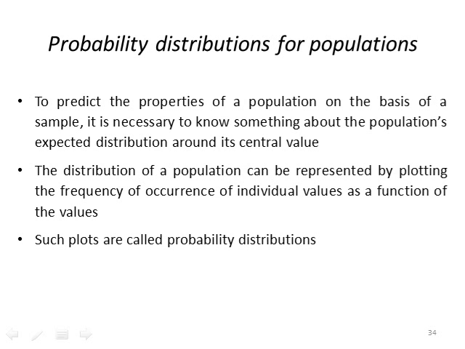So for a population of random variables, we have probability distributions. Now, to predict the properties of a population on the basis of a sample, it is necessary to know something about the population's expected distribution around its central value. Now, the distribution of a population can be represented by plotting the frequency of occurrence of individual values as a function of the values. Now, such plots are called probability distributions.